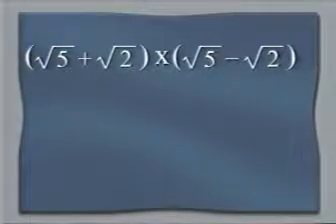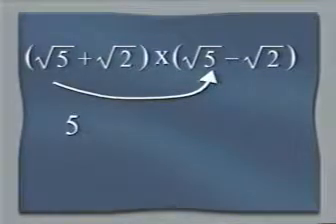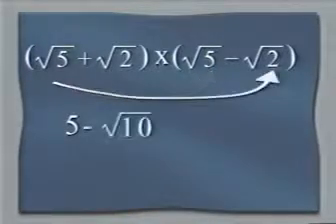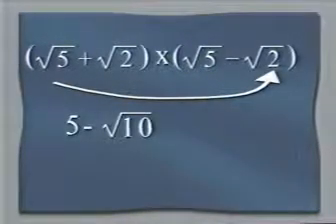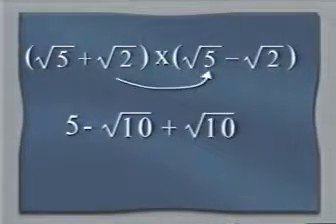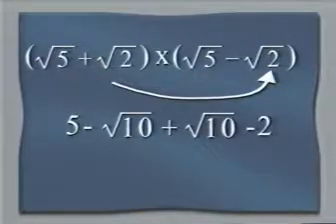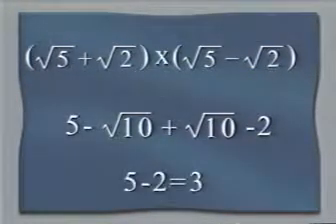Let's walk through it. Remember, we're going to multiply each part of the first number by each part of the second number. Multiplying the square root of 5 times the square root of 5, we wind up with 5. Multiplying the square root of 5 times negative the square root of 2, we get negative the square root of 10. Again, we multiply the square root of 5 times the square root of 2. When we multiply the square root of 2 in the first number by the square root of 5 in the second number, we get plus the square root of 10. And the square root of 2 times negative the square root of 2 is minus 2. The negative square root of 10 and the positive square root of 10 cancel out. We're left with 5 minus 2, which is 3.